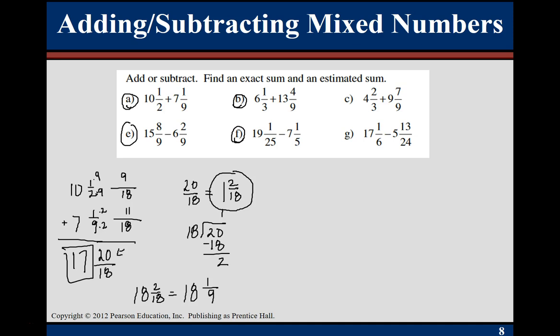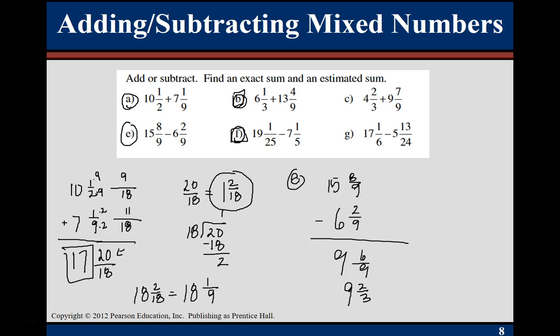For letter E, I have 15 and 8/9, and I'm going to subtract 6 and 2/9. Oh, they're already like denominators, so I don't need to find a common denominator. I could just go ahead and subtract. 8 minus 2 is a 6 over 9, and then 15 minus 6 is a 9. You can reduce 6/9 by dividing both of those by 3 and getting 2/3. See if you can find B and F.